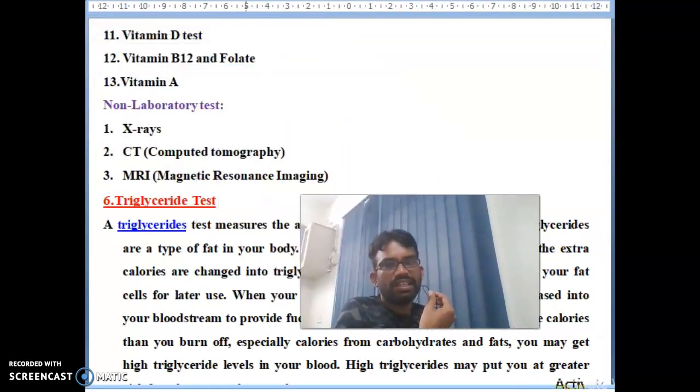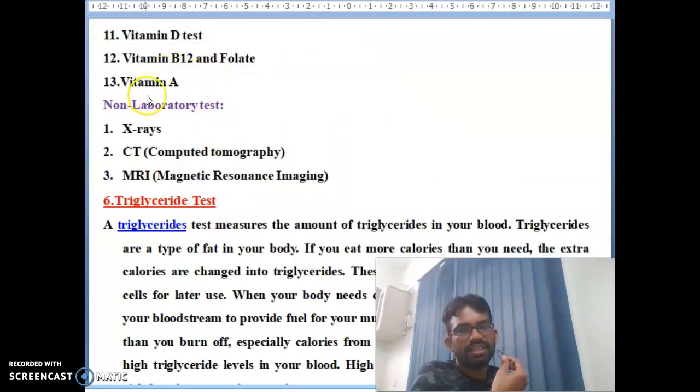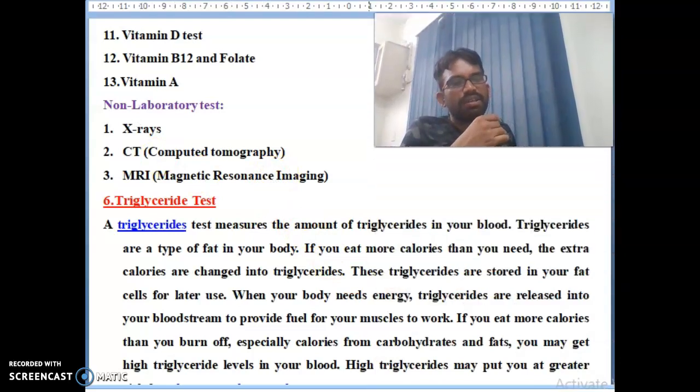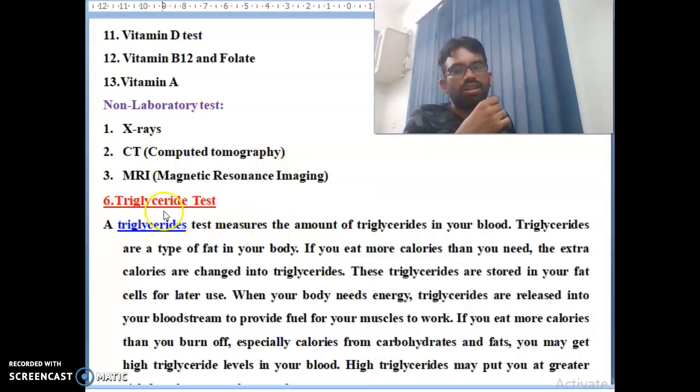You can see the vitamin D test, vitamin B12 test and vitamin A test, and the non-laboratory tests also, where they will do X-ray, CT, and MRI scanning. Another important test we will talk about is the triglyceride test. This is also one of the major ones.